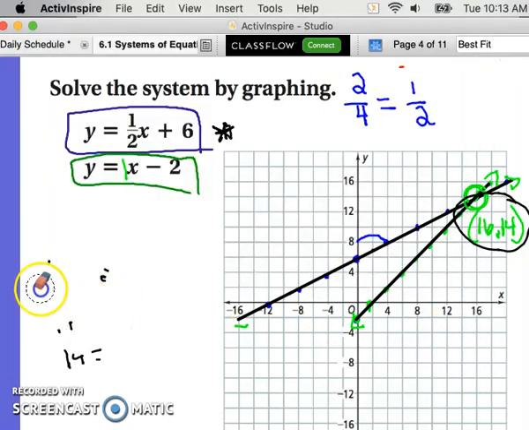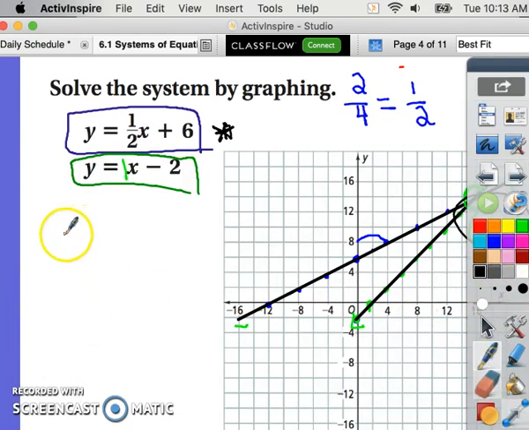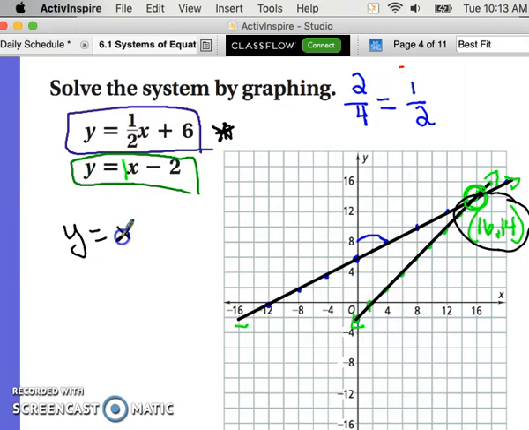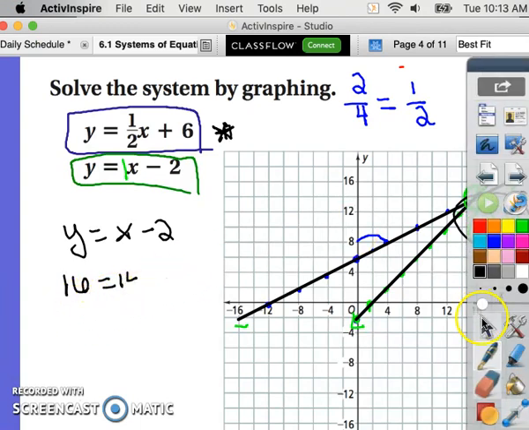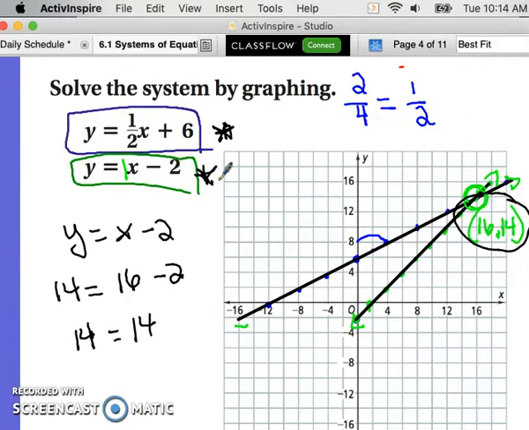I'm going to do the same thing for my other equation. y equals x minus 2. So 16 equals 4. No, I did that wrong. Sorry. So my x is 16, my y is 14. Does 16 minus 2 equal 14? Yes. So it made this one also true. Okay?